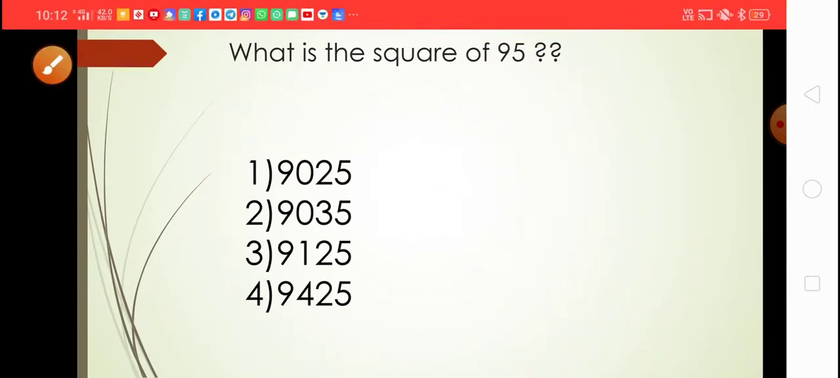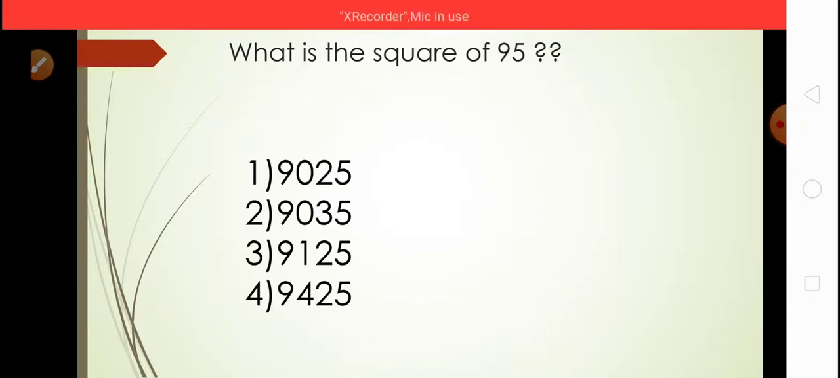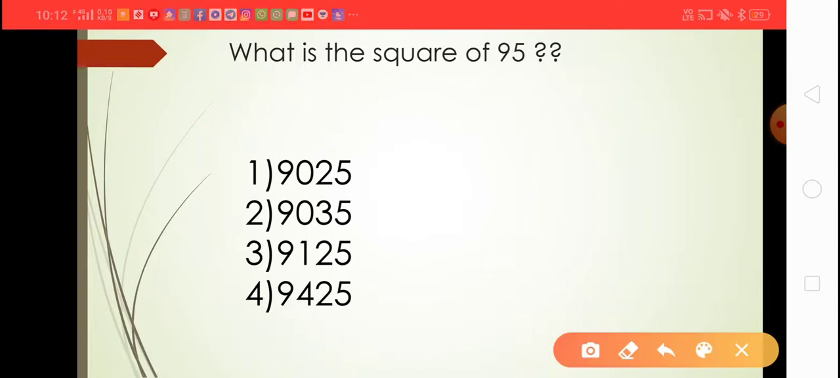My friends, I am going to teach you one more very simple technique for calculating the squares of two-digit numbers in which the unit digit is 5. Very simple technique it is. We'll start with 95 itself. First of all we have to write this 95.